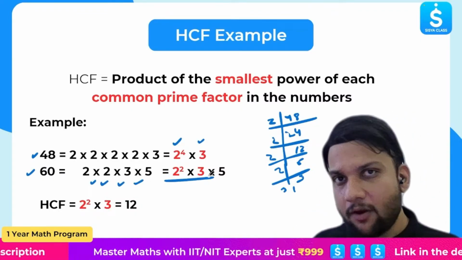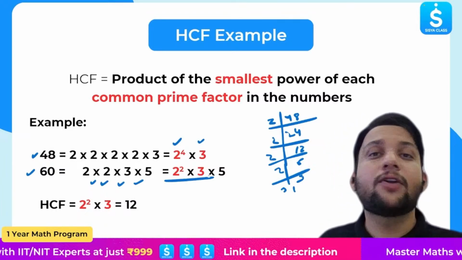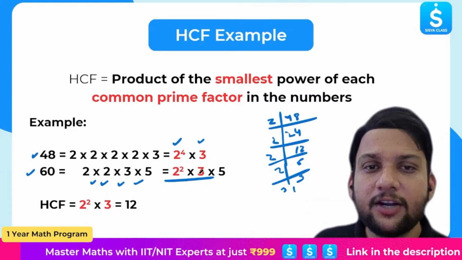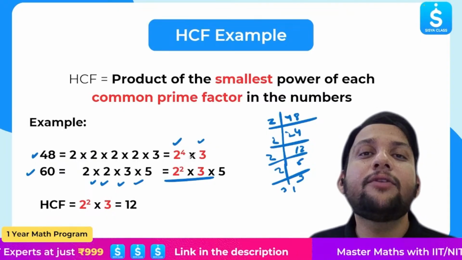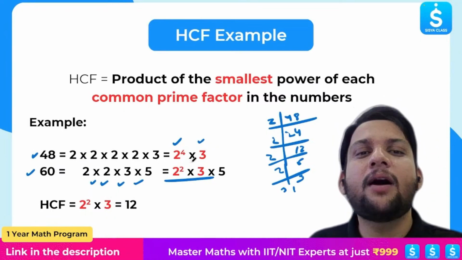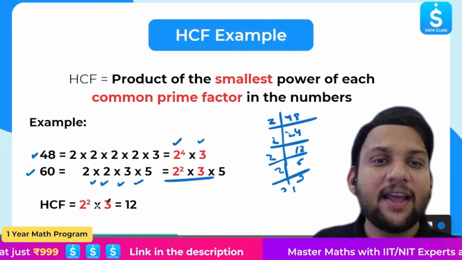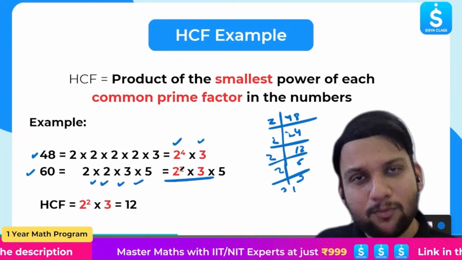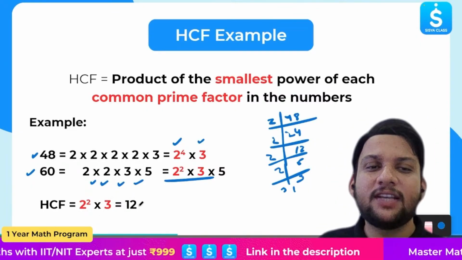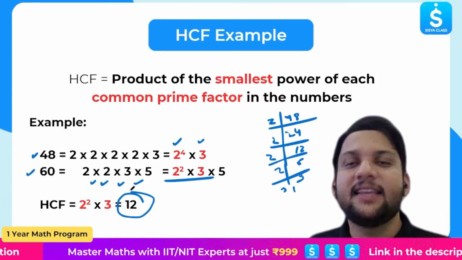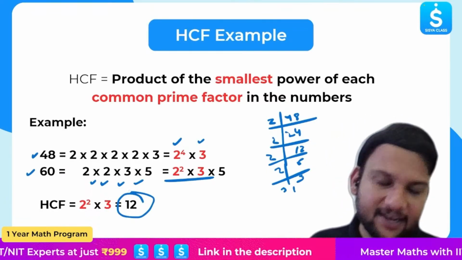Now, how to apply the formula? See, for the highest common factor, we have to consider, first of all, each common prime factor. So what is common between 2, 3, 2, 3, 5? Of course, 2 and 3. And we have to see the smallest power. The smallest power of 2 is 2 squared. And the smallest power of 3 is 1, in both the cases it is 1 only. So 4 times 3 will become 12. I hope it is making sense. Yes or no? Great. Amazing.